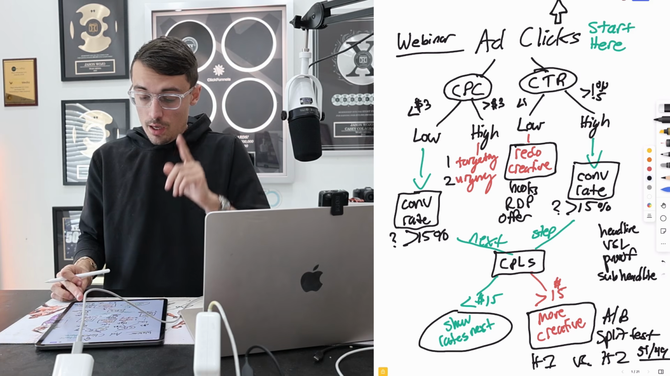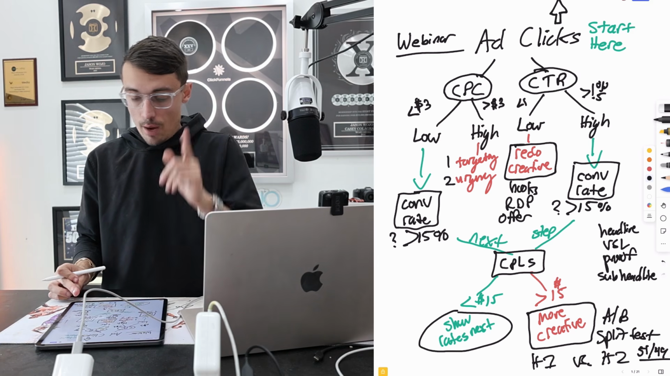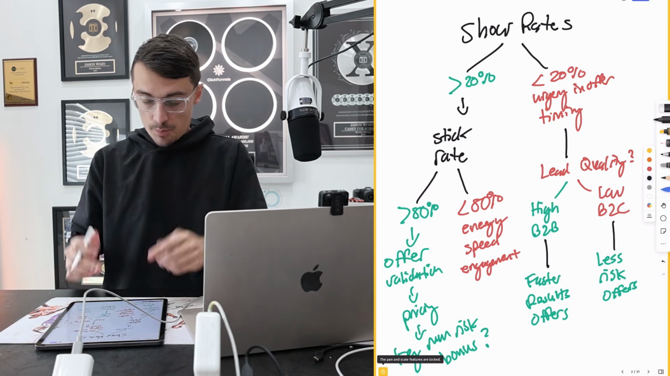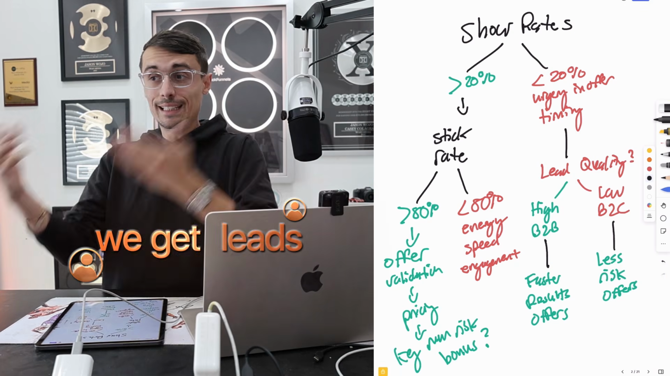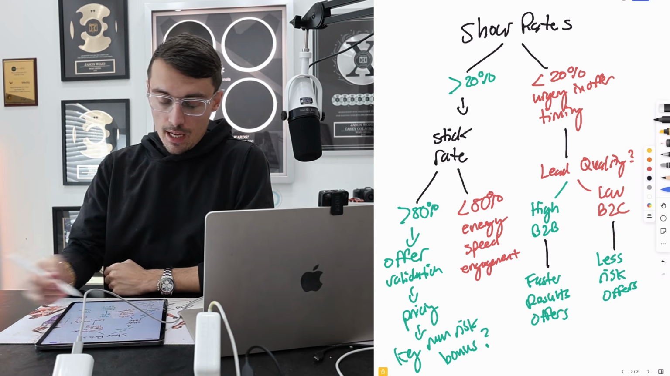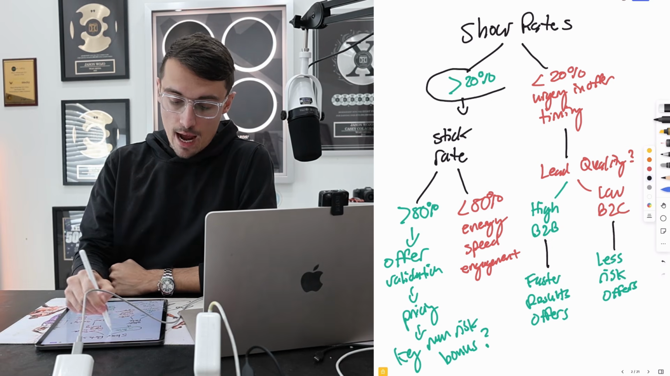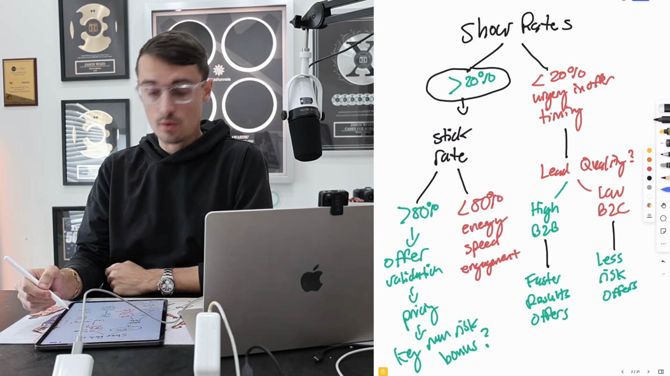Okay, now if our cost per leads are dialing, now we go to the next piece. Okay, the next piece is show rates. Okay, we get leads, who's showing up. If we get more than 20%, now we're gonna look at stick rate, because more than 20% is great.